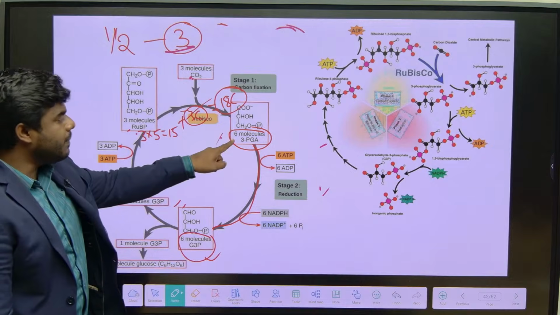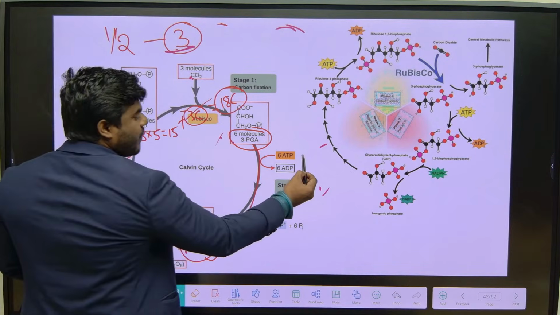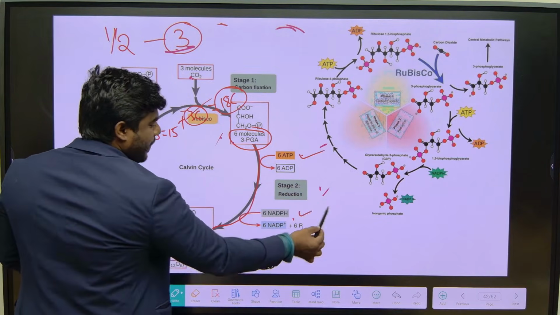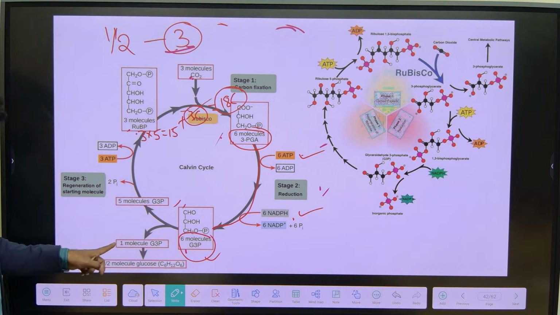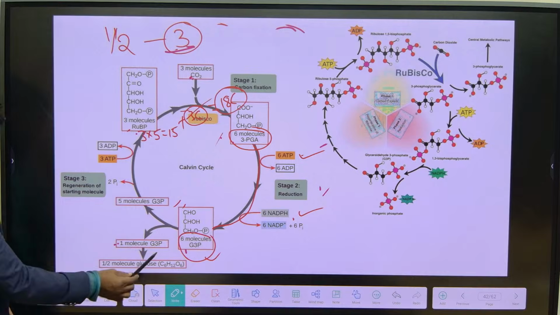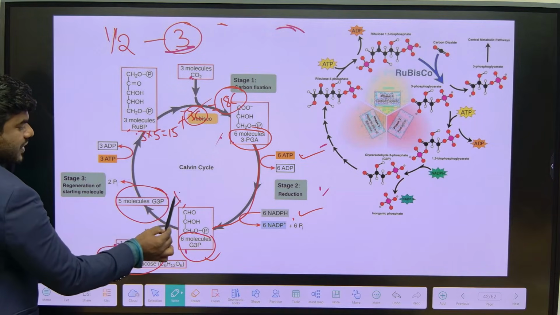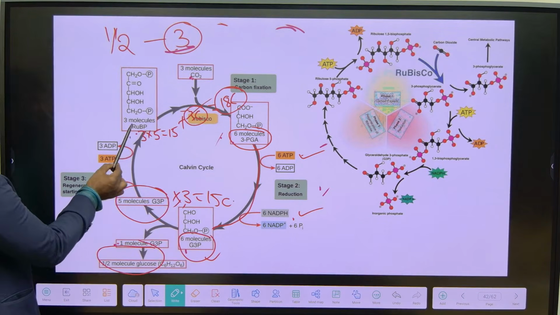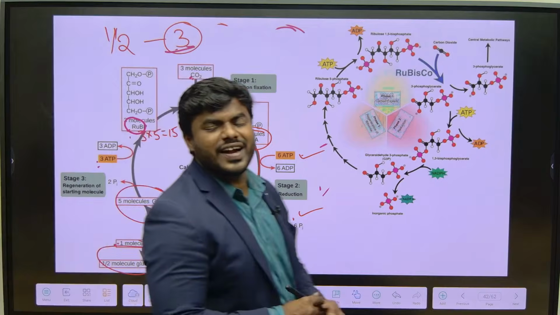For one 3-PGA to be reduced into one G3P molecule, it requires 1 ATP and 1 NADPH. Hence we use 6 ATP and 6 NADPH. Now out of 6 molecules of G3P, only 1 molecule of G3P exits the cycle and produces half glucose. The leftover 5 molecules of G3P, a total of 15 carbon, are going to regenerate 3 molecules of RuBP by spending 3 ATP. Correct? Now does everyone understand it clearly?